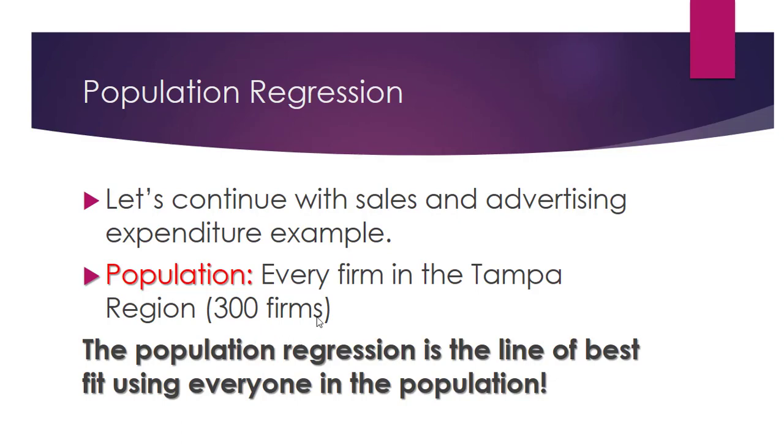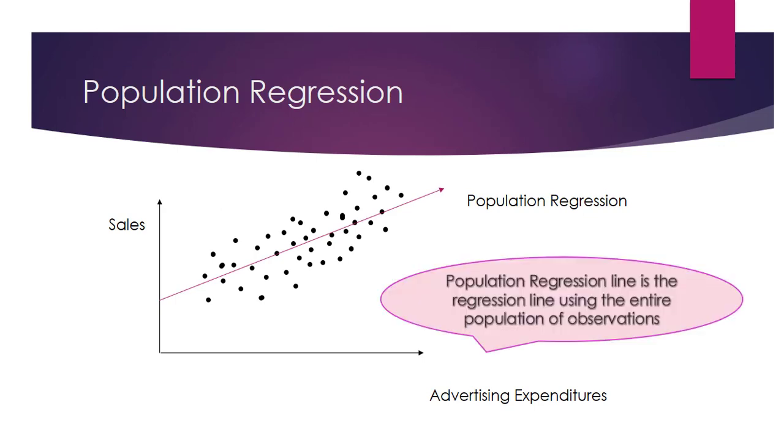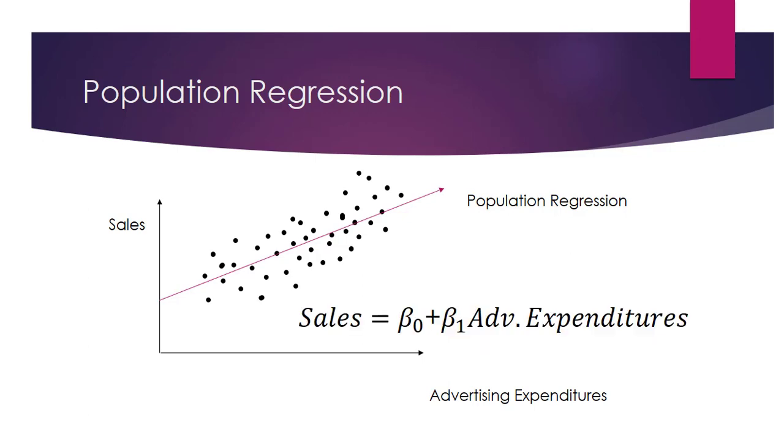Now recall that a sample regression was a line of best fit for the sample of firms managers were surveyed, while the population regression line is simply the line of best fit using every firm in the population. Suppose we plot every firm's data in the entire population, sales and advertising expenditures, on the scatter graph. This means all firms in the entire Tampa area. The line of best fit for the population is our population regression line. So the population regression line is a regression line using the entire population of observations. The regression line is denoted as follows. Beta 0 is the intercept term and beta 1 is a slope coefficient.